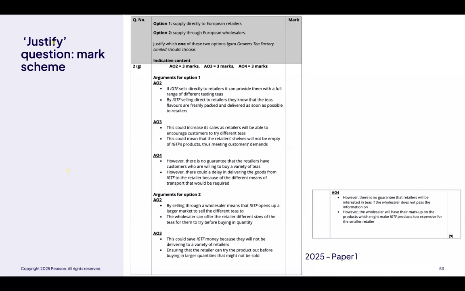Can I ask that you read through that mark scheme? And can I just draw your attention to, for each of the two options, option one, directly to European retailers, or option two, look at the mark scheme. So the first bullet point under AO2 is an argument in favor of option one, and so on. And that's how they're working then. A little bit lower down, arguments for option two.